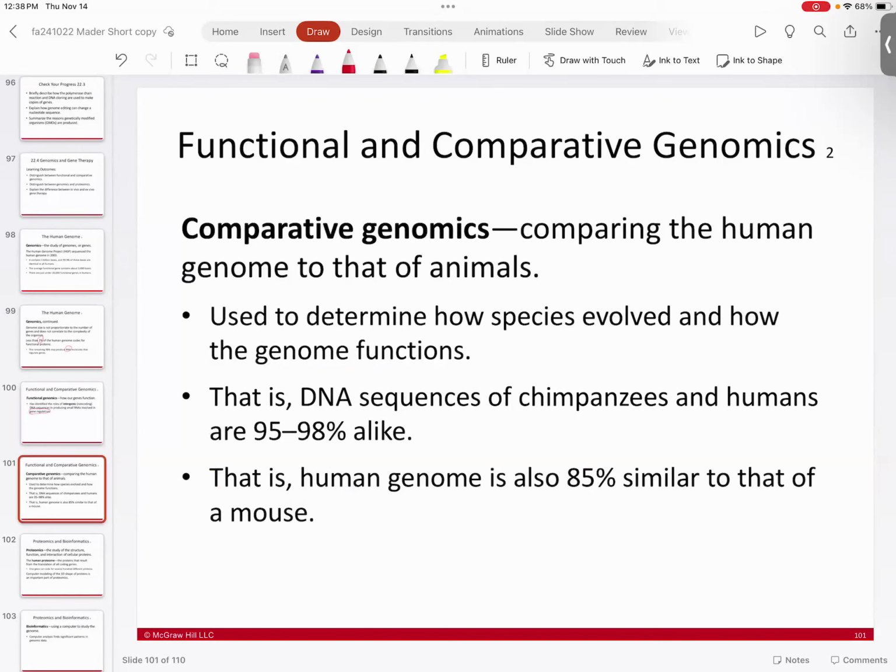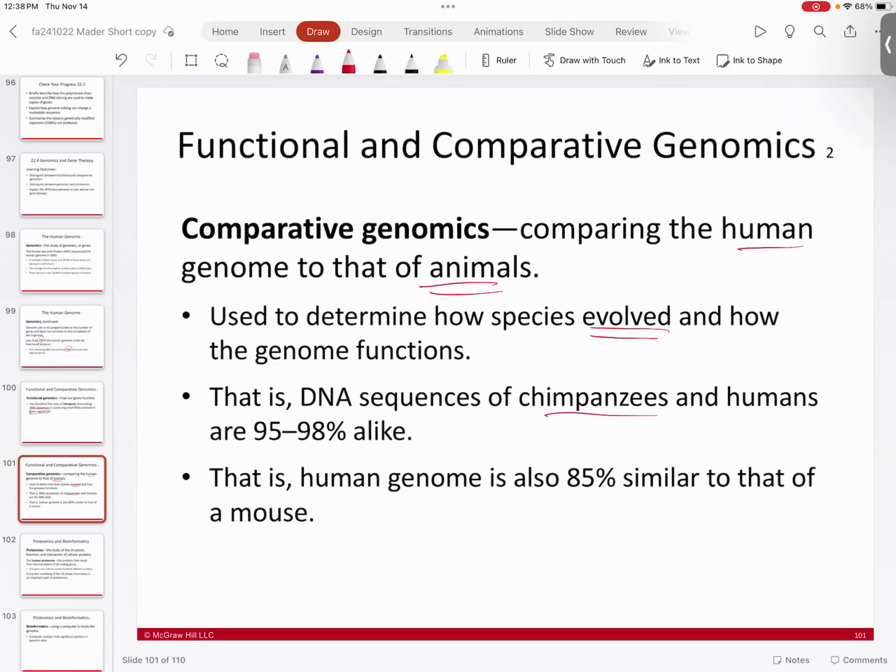Comparative genomics basically is looking at different things, like for instance, comparing the human genome to that of other animals. A lot of times we'll use comparative genomics when we're looking at evolution. For instance, how do two different organisms' genomes change the way they evolve? We're always talking about chimpanzees and humans, where between 95 to 98% of our DNA sequences are alike. And so essentially the differences between the two is some 2 to 5%.